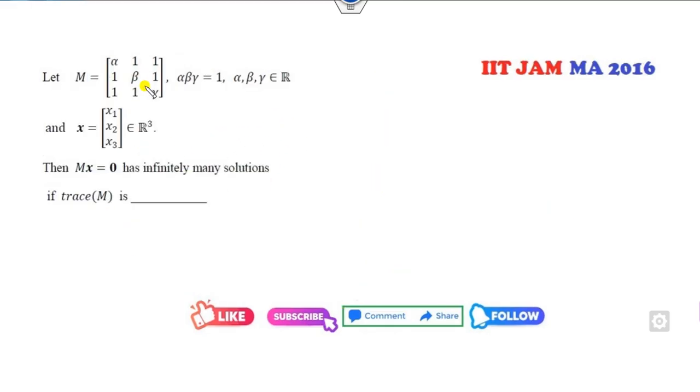Okay, look again at the matrix given to you. Your target is to find the trace of M. What is the trace? Alpha plus beta plus gamma. This is your target. What is given to you?